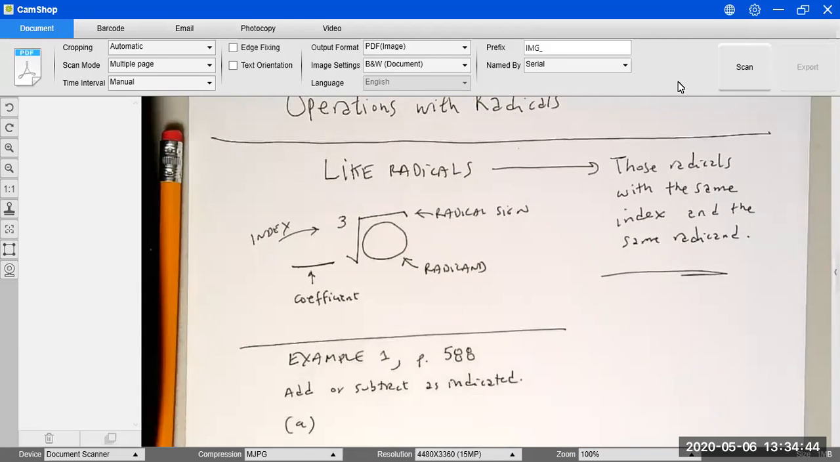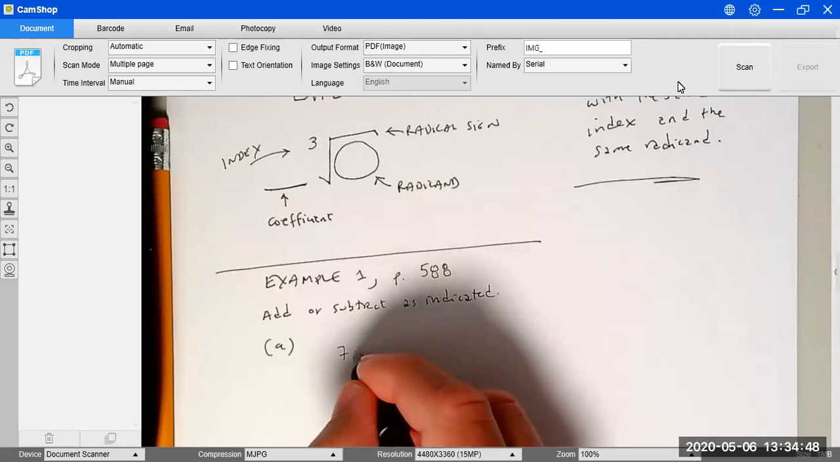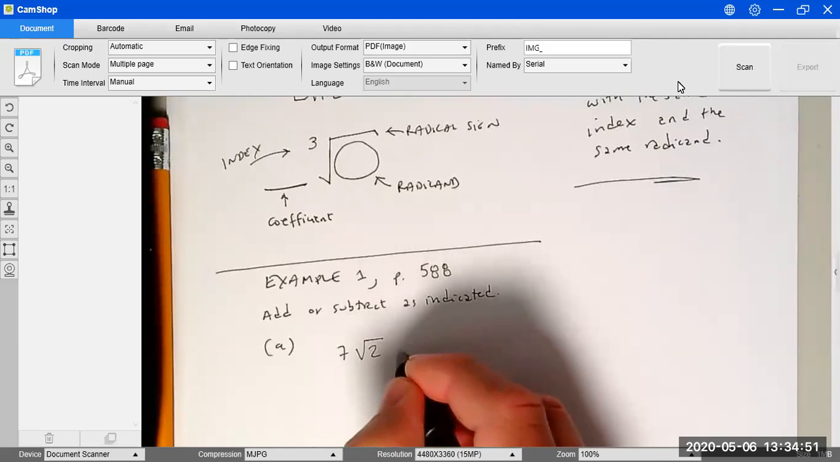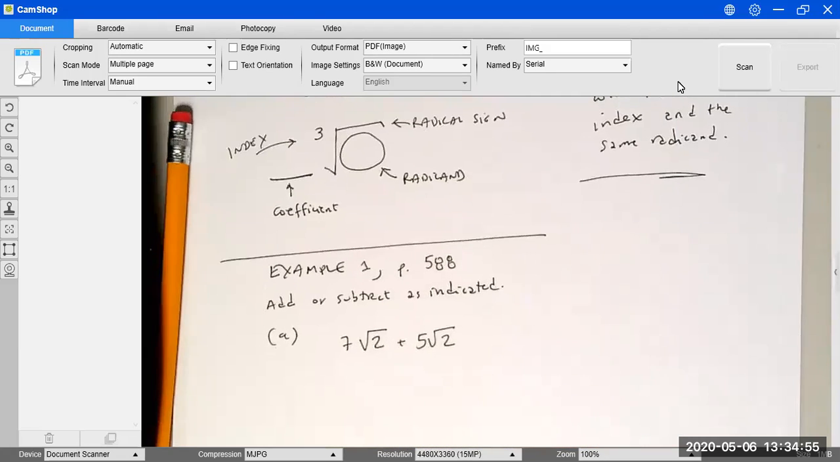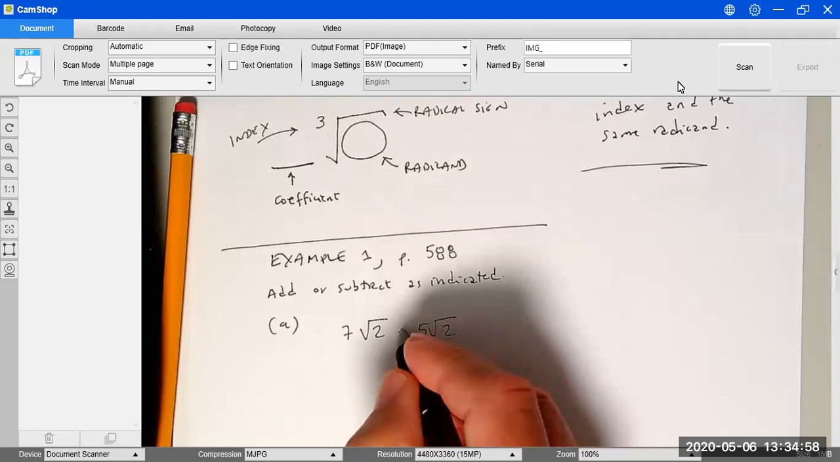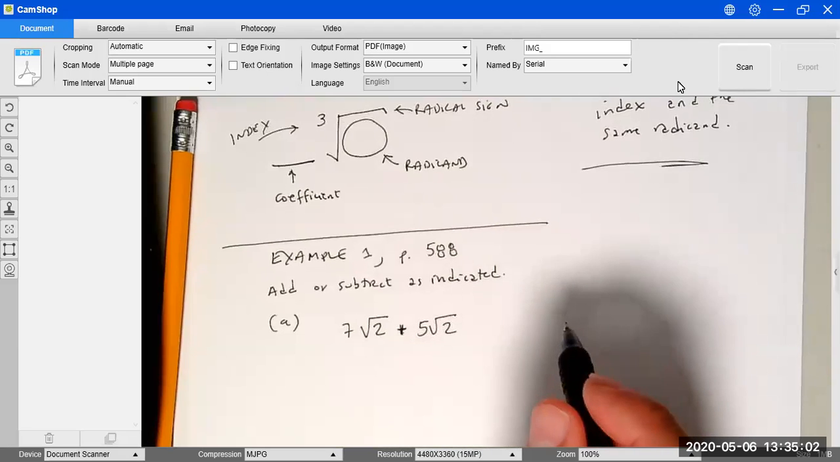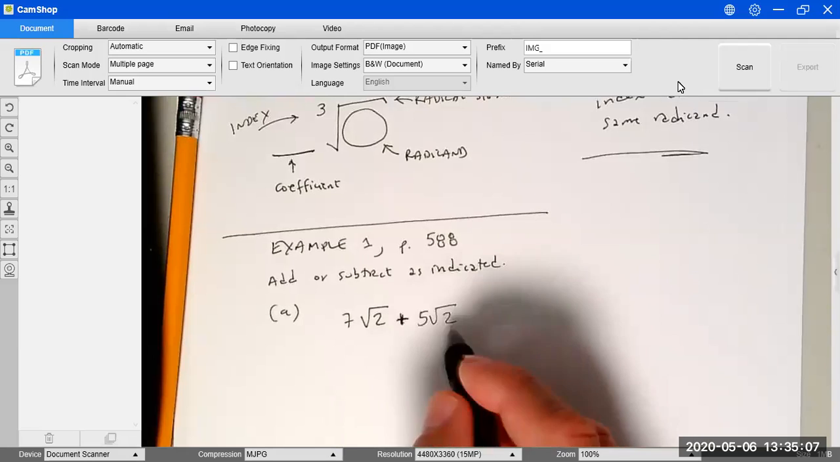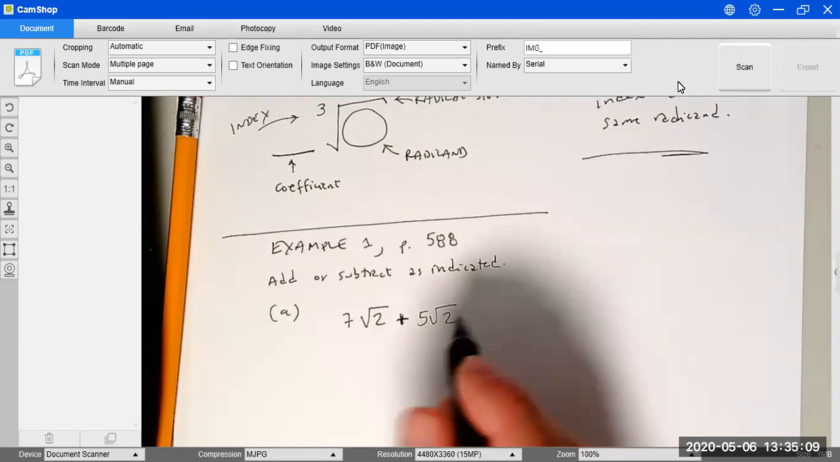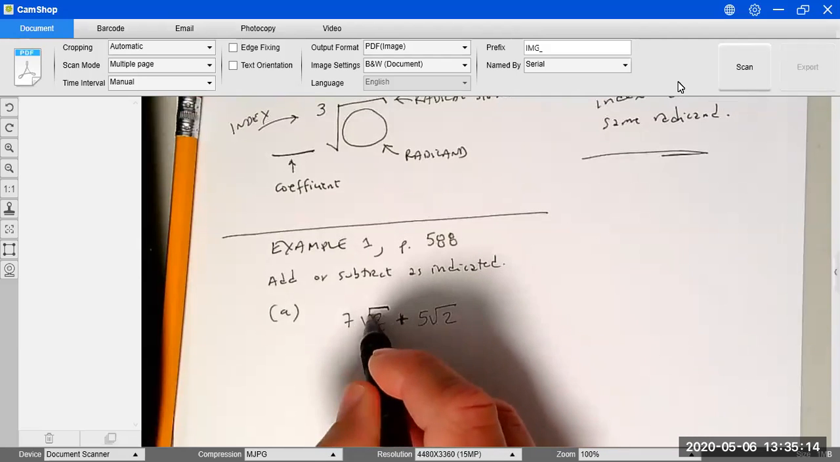So the first part of this example is 7 radical 2 plus 5 radical 2. This is an addition of two terms. This is one term, this is the other term. The first thing that we need to check for us to be able to add these two expressions is the radicals. You can see here that you have a radical with the index 2. So this is a square root.